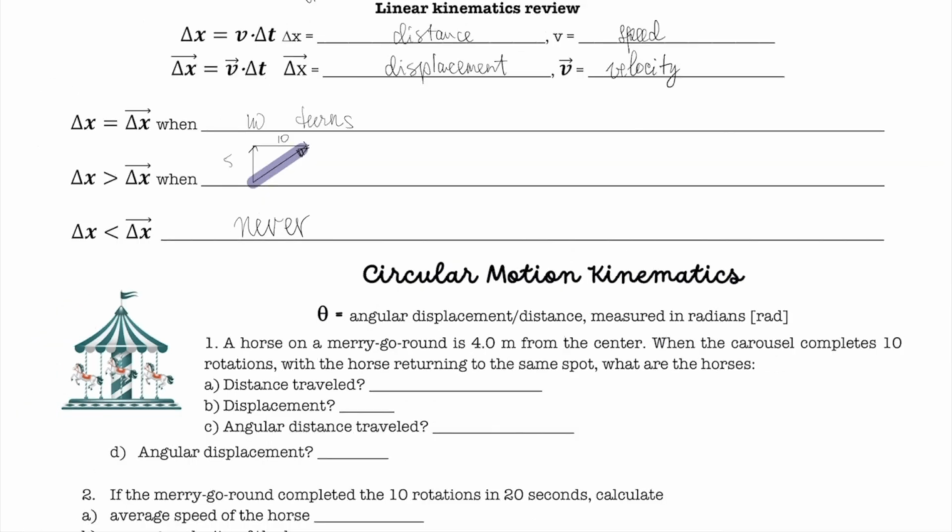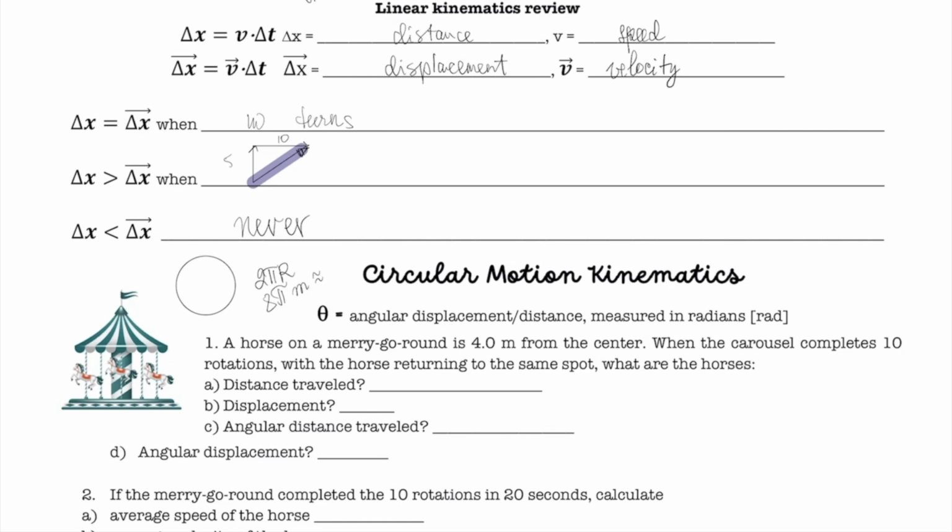When we go for linear versus circular kinematics, we have x for distance and displacement, and theta when we talk about angular displacement, angular distance. So in the example below, we have the horse on the merry-go-round that is 4 meters away from the center. If the merry-go-round goes around, then the horse is traveling circumferences. Each revolution is 2 pi r, so it's 2 pi times 4. It's 8 pi meters. 8 times 3 is about 24 meters.